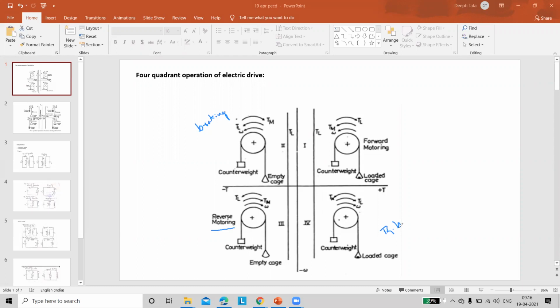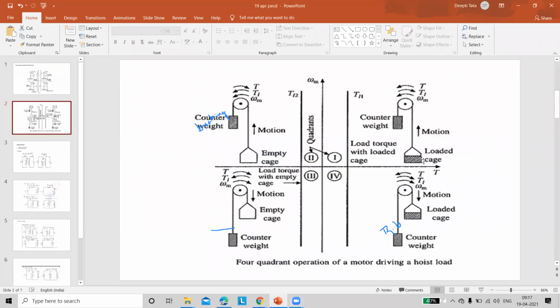That means, irrespective of the number of quadrants 1, 2, 3, 4, we have to indicate the names also. What are the modes of operation? Forward motoring mode, forward braking mode, reverse motoring mode, and reverse braking mode. And don't be confused. For your convenience, I am drawing the loaded cage like here, but actually you have to draw the loaded cage with respect to this only. Loaded cage, just like this.